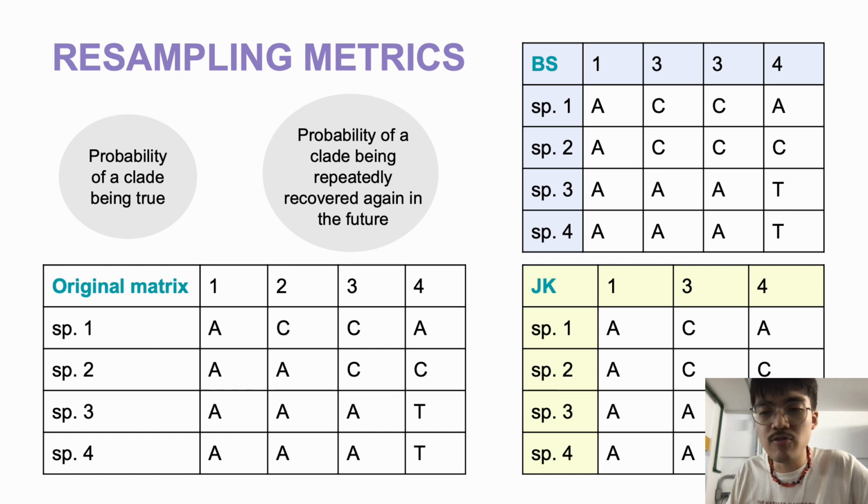Specifically, high values of Bootstrap are often interpreted as indicators of either high accuracy, the probability of a clade being true, or high repeatability, the probability of a clade being repeatedly recovered given new samples or new data in the future, or perturbation. But we know very little about the relationship between Bootstrap and the addition of phenomic data, especially if we consider the emergence of support when we have more data, the hidden support.